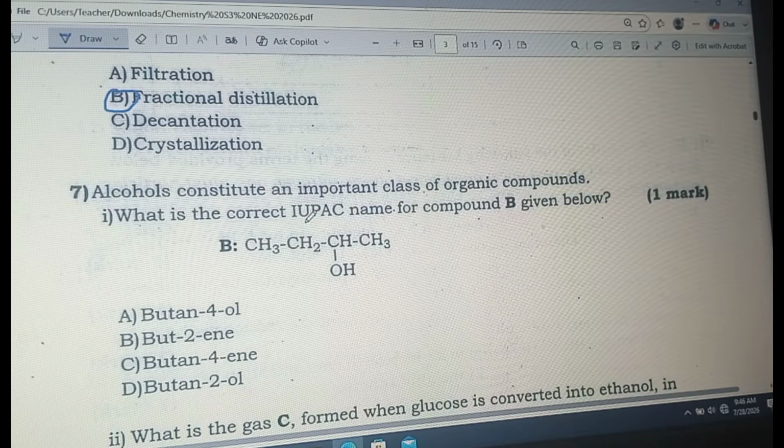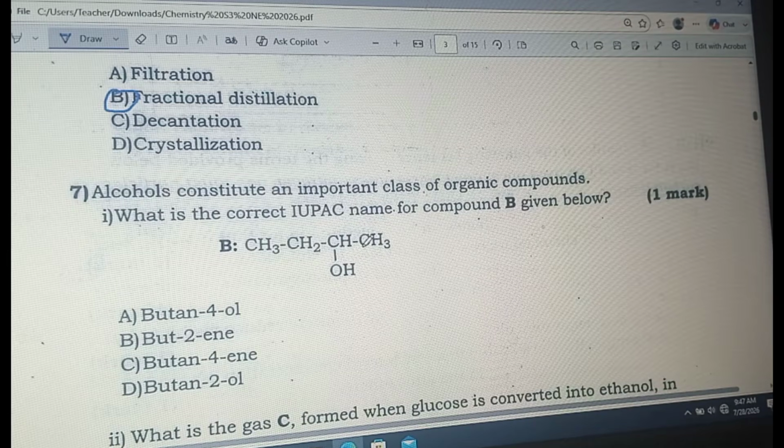Question 7. Alcohol constitute an important class of organic compound. I1. What is the correct IUPAC name for compound A given below? We have this one. The first, we search a parent chain. Parent chain is this one. 1, 2, 3, 4. You see? Means that we have 4 carbon, what we call butane. And then we are going to start from where we reach the functional group easier.